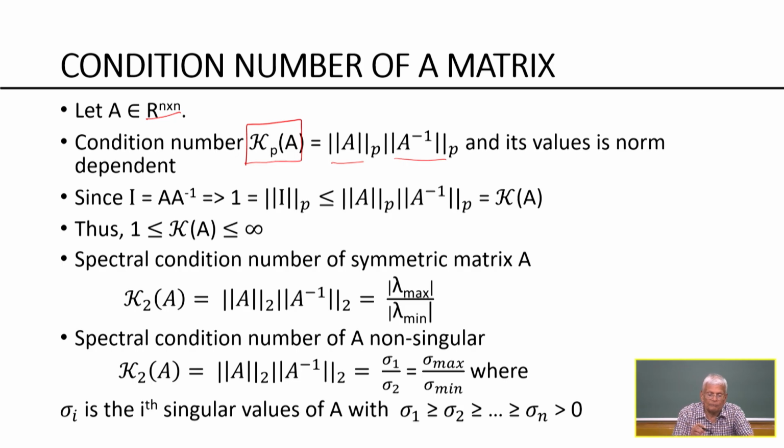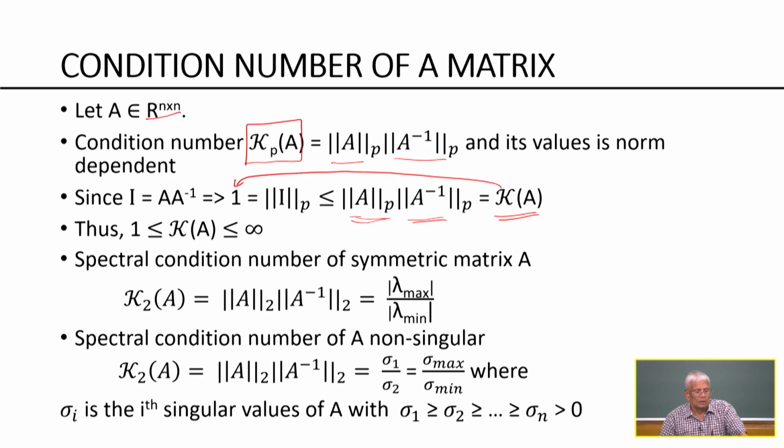Now look at this. Since I is equal to A times A inverse, the norm of I is 1, any p norm of I is 1, and that must be less than or equal to the p norm of A times the p norm of A inverse, and that's equal to the condition number. So this essentially tells you the condition number is always greater than or equal to 1. In principle, the condition number can be anywhere from 1 to plus infinity.